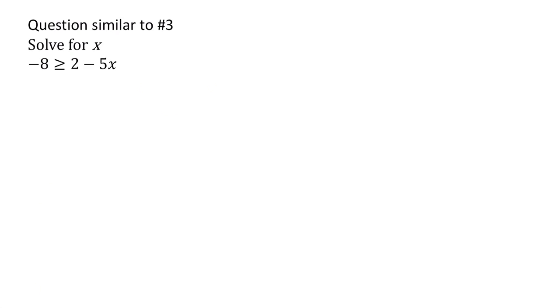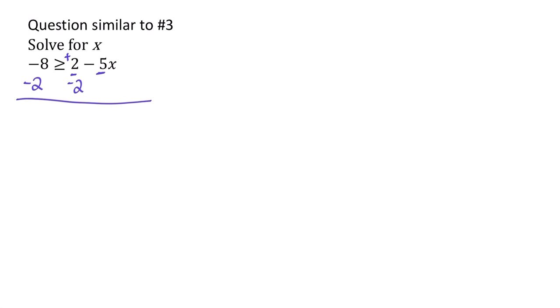So in this problem, I need to solve for x. I have negative 8 is greater than or equal to 2 minus 5x. So the only thing I need to do to get x by itself is move away this 5 and this 2. I'm going to start off with the 2 because that is going to be the add or subtract step. That 2 is positive, so I'm going to subtract 2 from both sides.